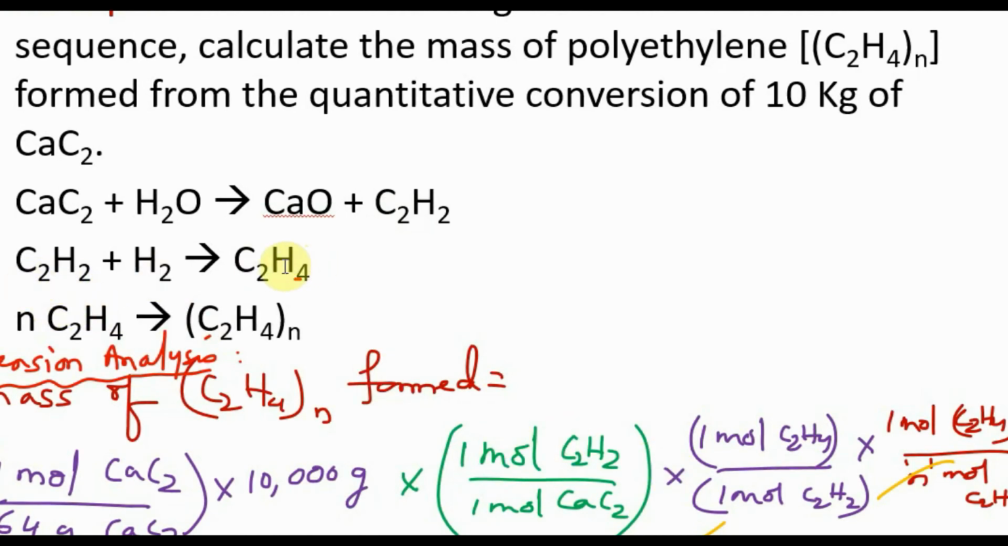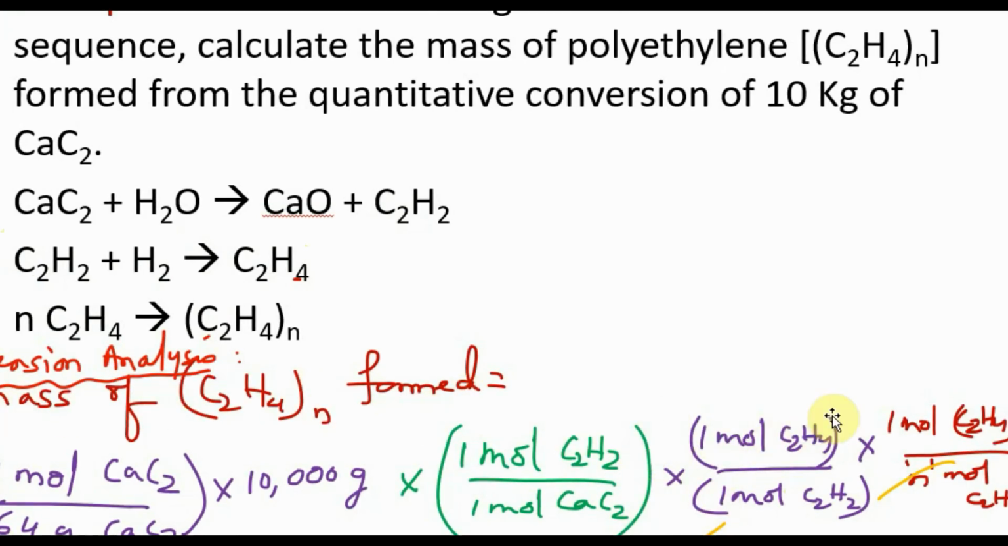1 mole, 1 mole. So 1 mole of ethylene divided by 1 mole of acetylene. Supposing it had been 2 here, or 3 here, we would multiply by the number of moles. So far we have found the number of moles of acetylene, so we have gone up to the end of the second reaction. Then we go for the final polymerization reaction.